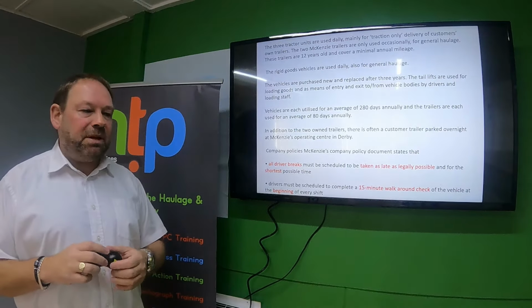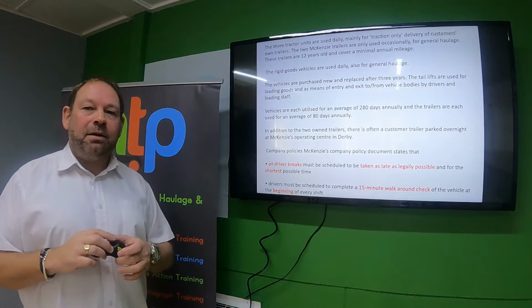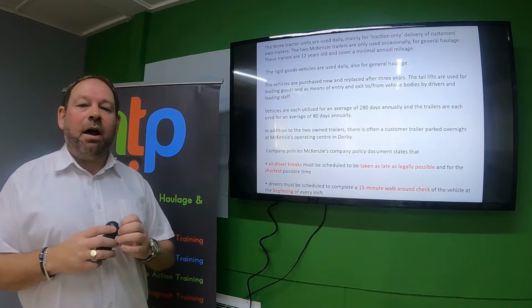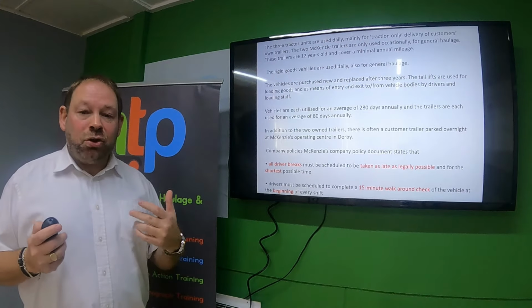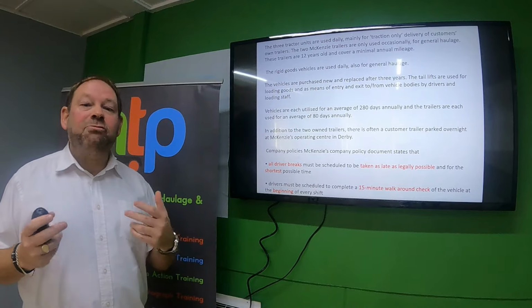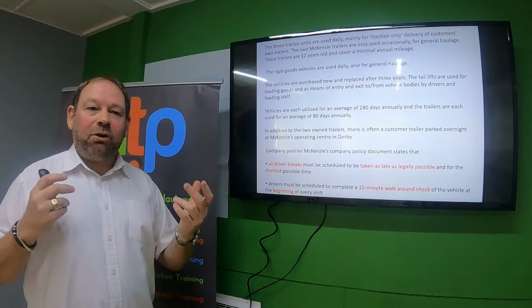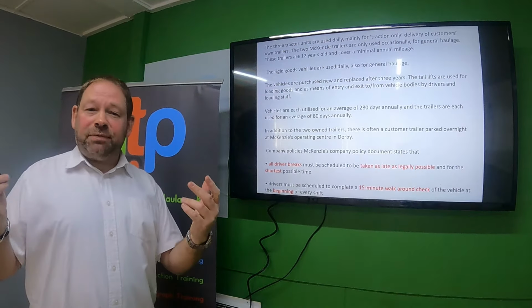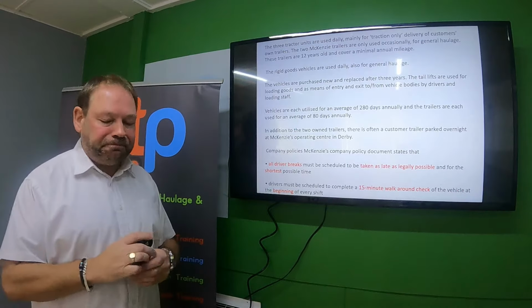scheduled to complete a 15-minute walk-around check of the vehicle at the beginning of every shift. Now, we already know that this schedule involves a ferry, and usually if the ferry journey is of a reasonable amount of time, it's going to involve a daily rest. So have a look and make sure: have we got 2 shifts here? We're going to have to do 2 walk-round checks. Yeah, just bear that one in mind.